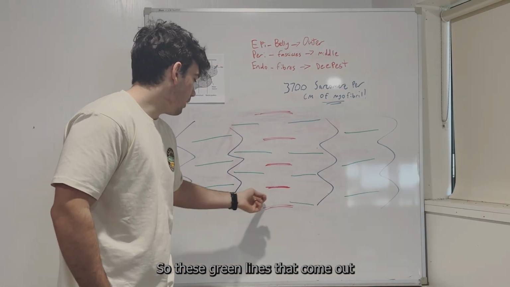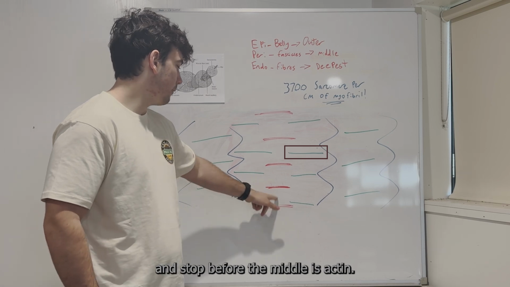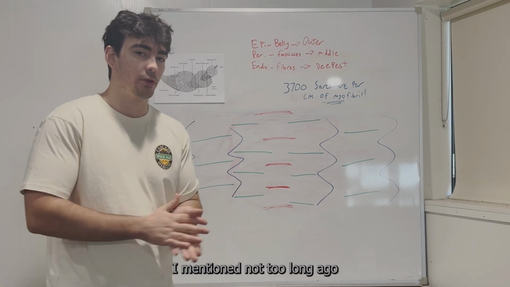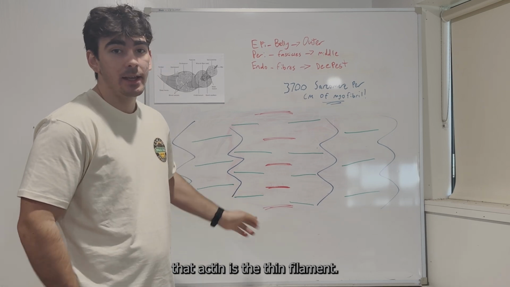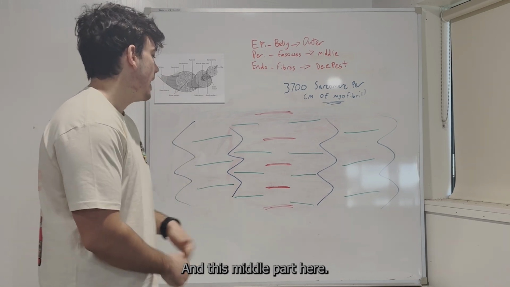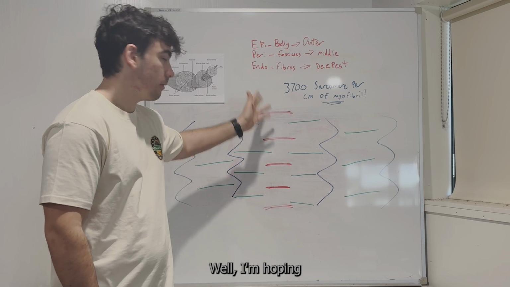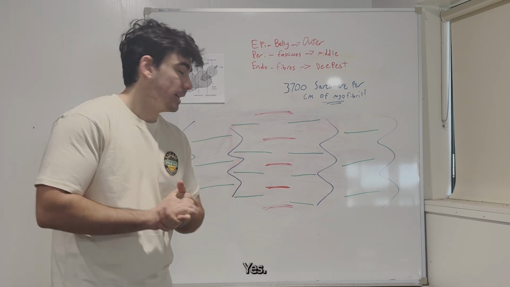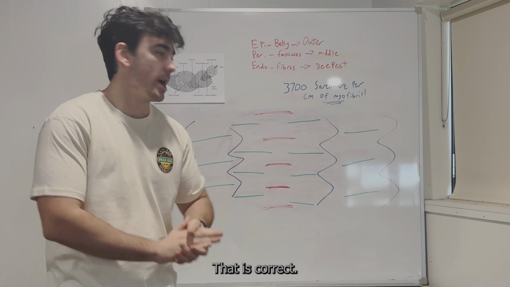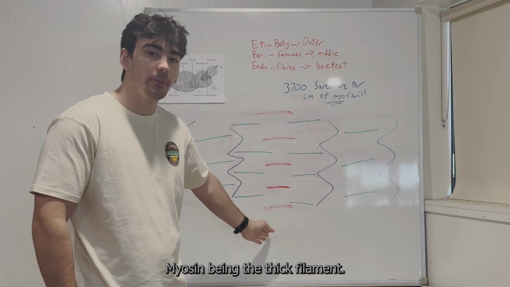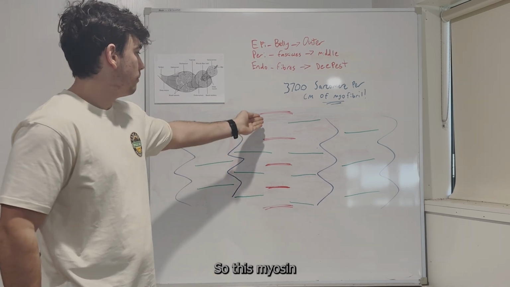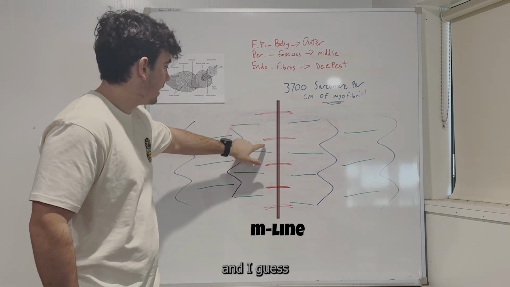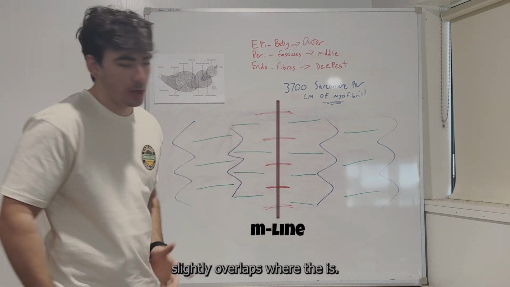These green lines that come out and stop before the middle are actin. You might remember that I mentioned not too long ago that actin is the thin filament. And this middle part here, well, I'm hoping you can guess what that is. Yes, if you said myosin, that is correct. Myosin being the thick filament. So this myosin takes up this middle part where the actin stops, and I guess slightly overlaps where the actin is.